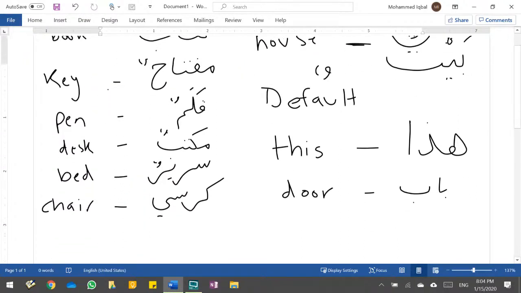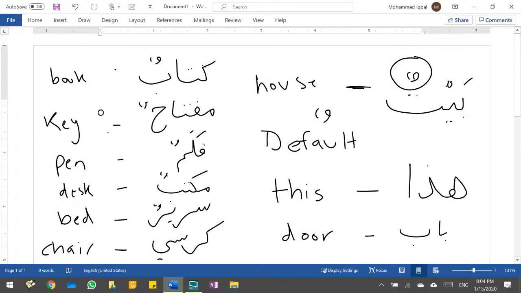Maktab what? Office. Or desk. Desk. Not office. That's in Urdu. Maktab, that's in Urdu. No, not Arabic. In Urdu, maktab is office.